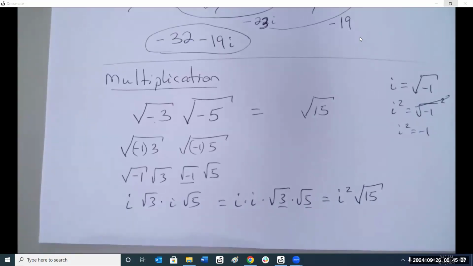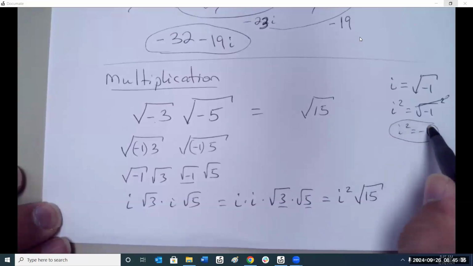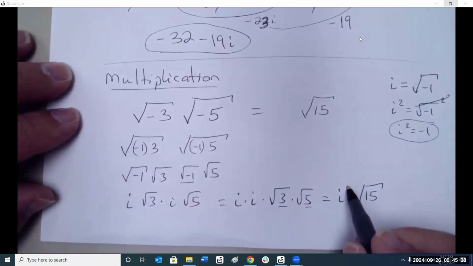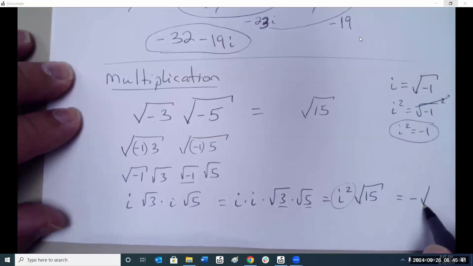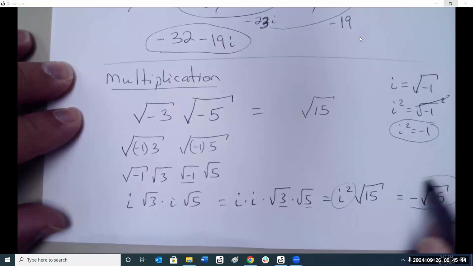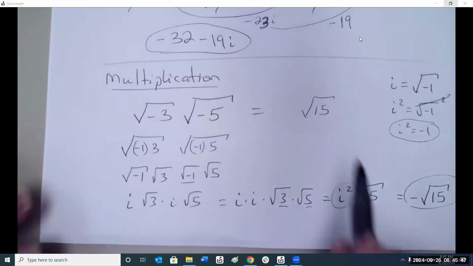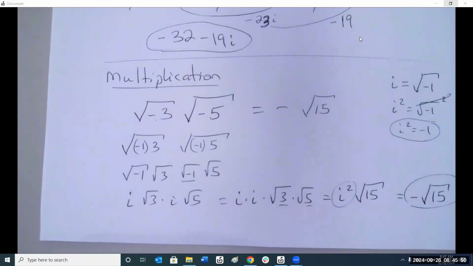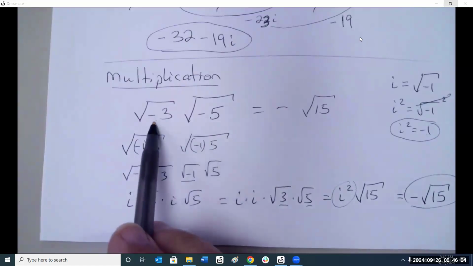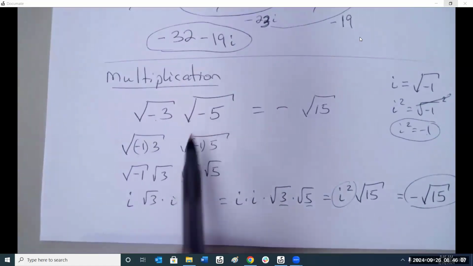Here's what I'm saying: don't just look on the piece of paper. I'm always going to ask you why. So whenever you see an i squared, replace it with negative 1. So this one becomes negative square root of 15. There's your answer. Even though it's counterintuitive, because the rule we said earlier, we can put them together. So we have negative 3 times negative 5 is positive 15, but these are both imaginary numbers.